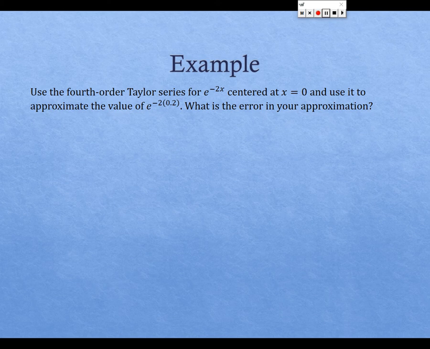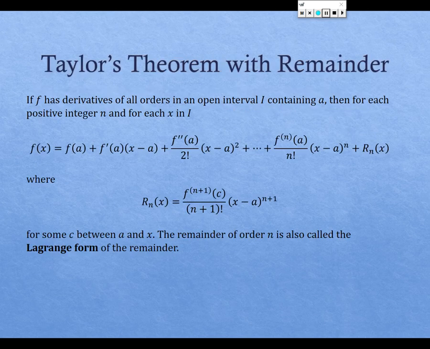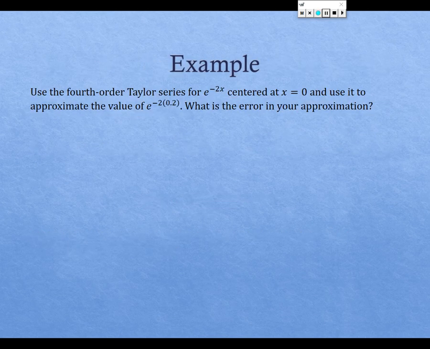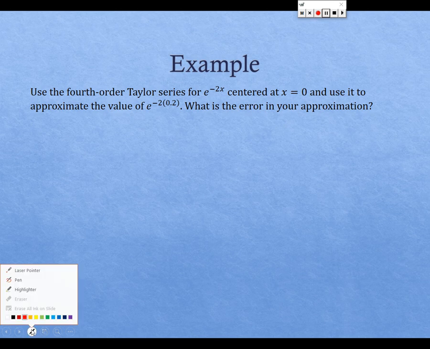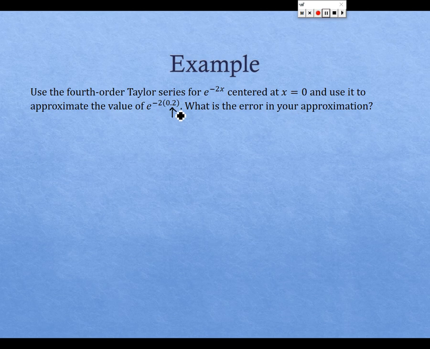So let's start with e to the negative 2x, centered at 0. We'll use the fourth order Taylor polynomial, and we'll approximate the value at 0.2. The emphasis right now is not on coming up with the series. Hopefully you've just seen, even in the very last quiz practice problem we just did on the worksheet, how to come up with that series expansion. So I'll rush through that quickly here, and then we'll plug 0.2 into our series, and also into e to the negative 2x, and see how they compare.